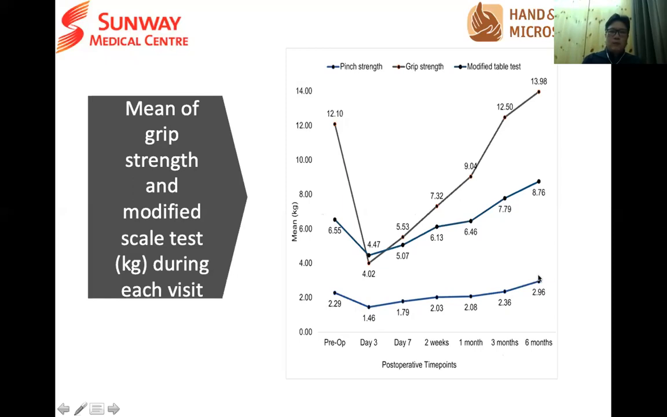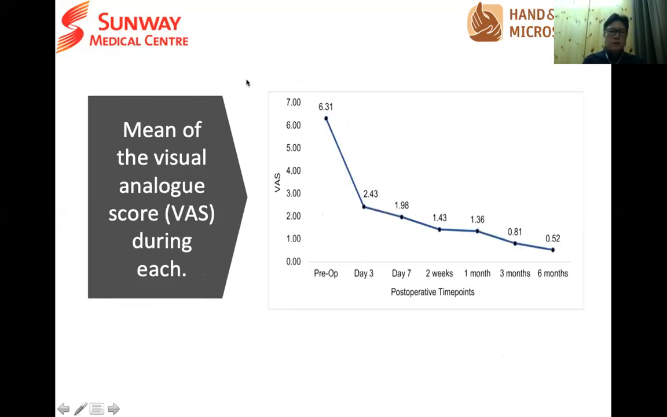So that's one measure. The second measure is visual analog score. So average VAS pre-op is 6.3. Immediately post-op with a wound in the wrist, you think that the VAS will be much higher. It's not. The VAS is so much better at 2.4, and it slowly improves over time some more.